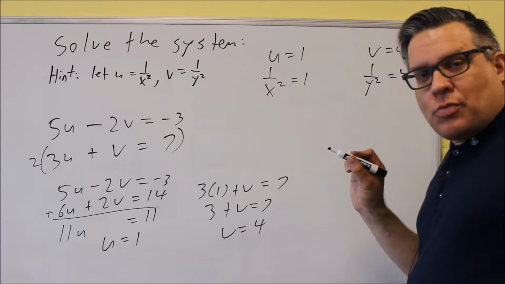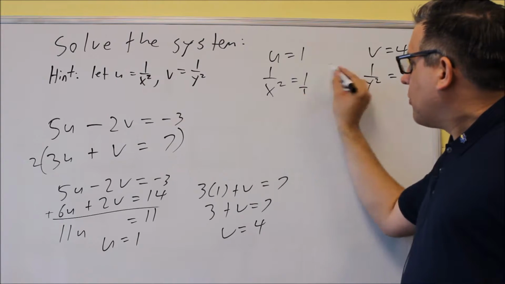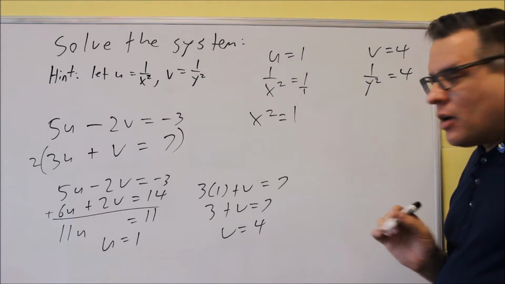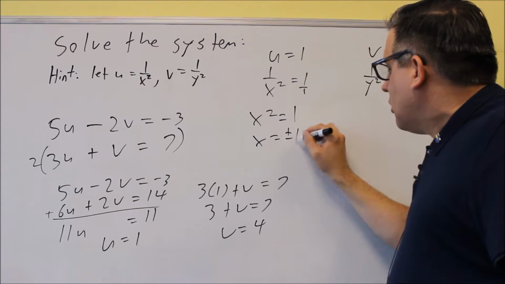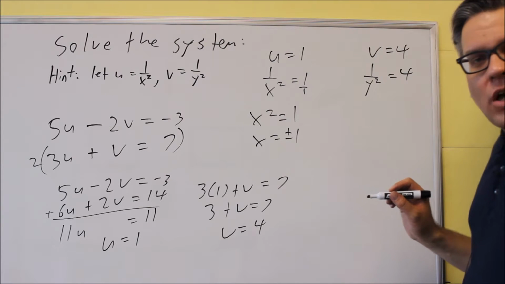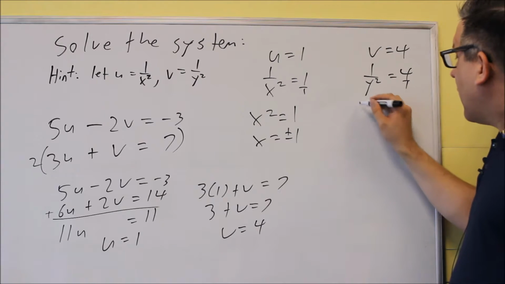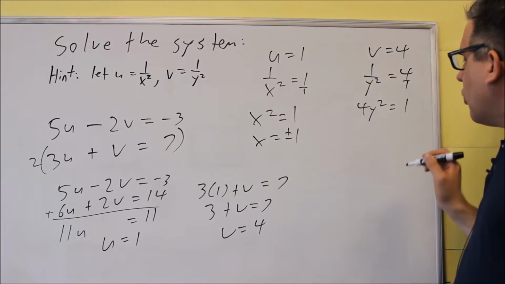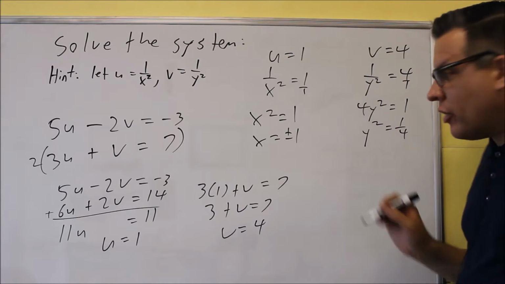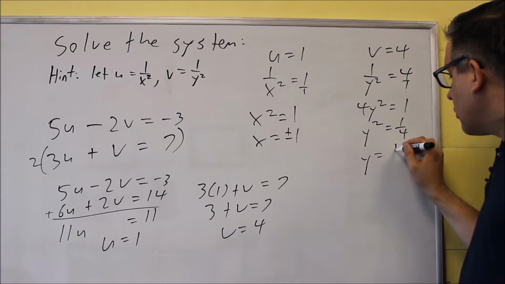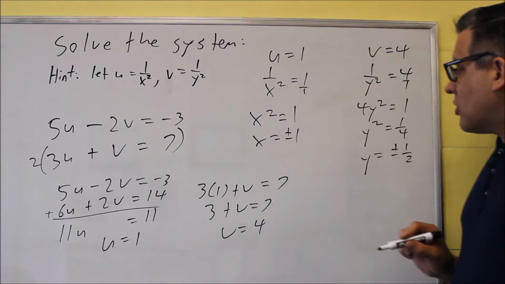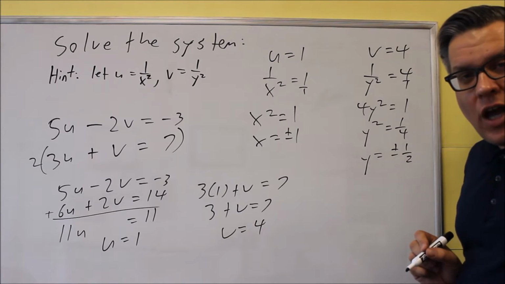Well, I can cross multiply on this one. So 1 times x squared is just x squared. Multiply these, I get 1. Square root of both sides, and I get plus or minus 1 for x. Over here, I'm going to do the same thing. I'm going to cross multiply. I get 4y squared equals 1. Divide both sides by 4, and I get 1/4. But then when I square root both sides, I get y is equal to plus or minus 1/2. So now I have plus or minus 1 and plus or minus 1/2.